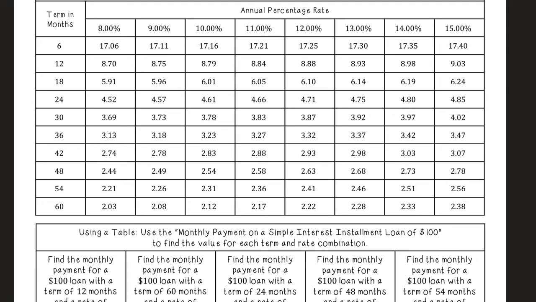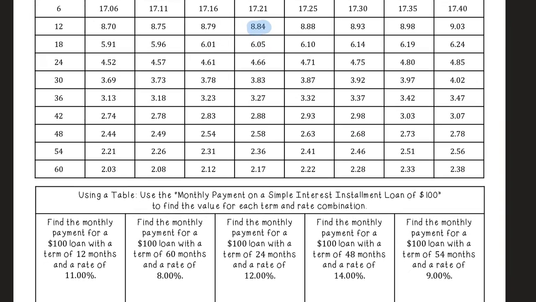and I'm going to highlight this in blue. 12 months and 11% would be $8.84. So I'm going to go down here into this box, and I'm going to write $8.84. So it's just me picking out numbers from this table. Next example, a $100 loan, a term of 60 months, and a rate of 8%. So I look for 60 months, 8%. That's $2.03.